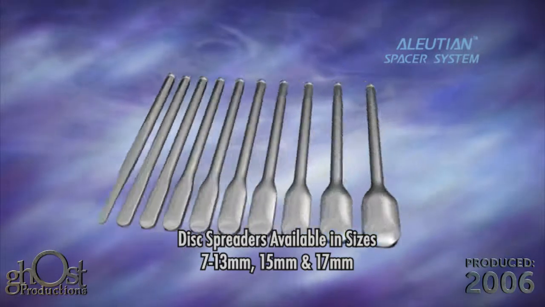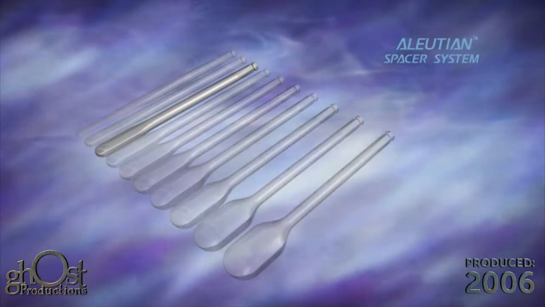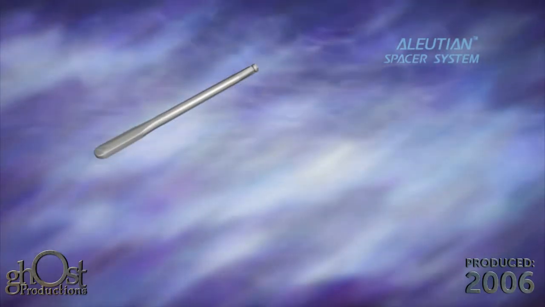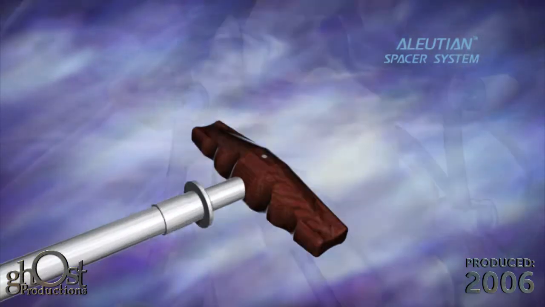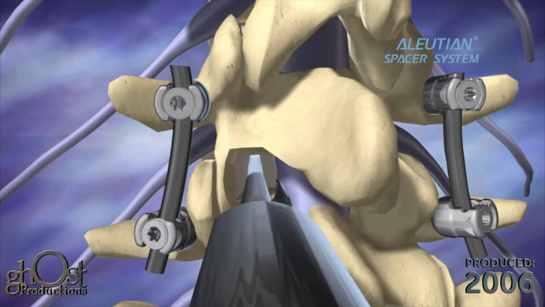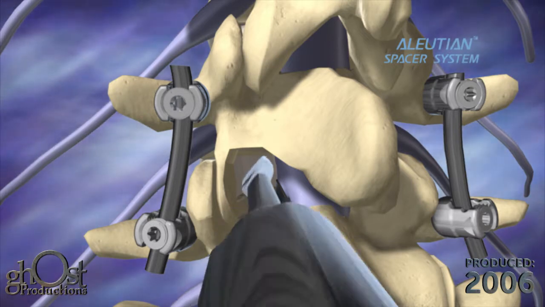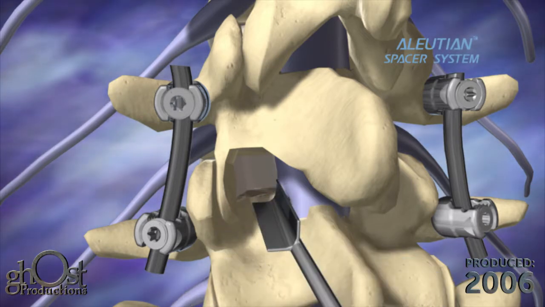Disc spreaders are available in corresponding heights to the implants. The proximal end of the spreader slides into the distal tip of the long T-handle. A spreader may be inserted into the space as a temporary spacer while contralateral preparation is performed.